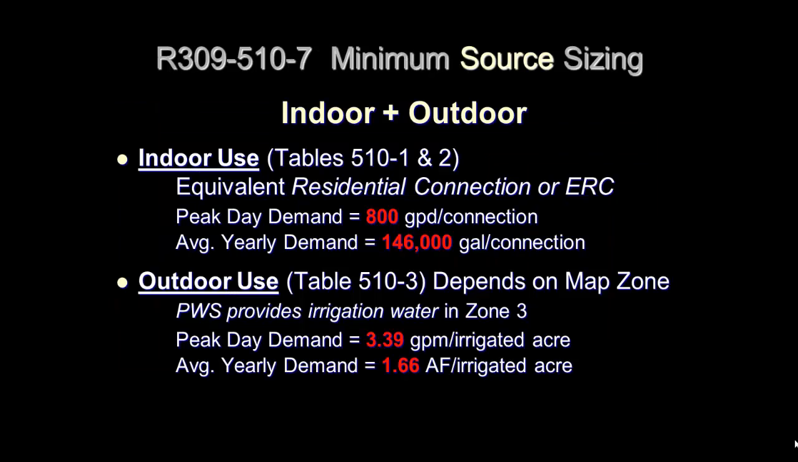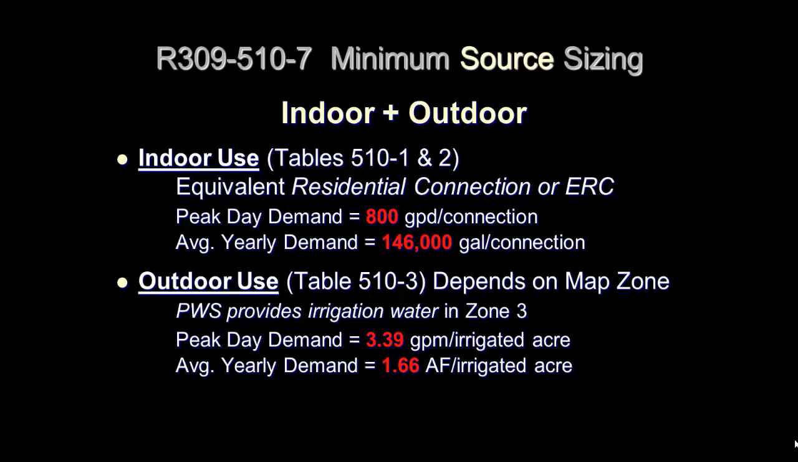Drinking Water Rule R309-510-7 provides the requirements for minimum source sizing. This includes indoor and outdoor demands. Tables 510-1 and 2 provide the indoor use values for equivalent residential connections, or ERCs. The minimum peak demand is 800 gallons per day per connection, or an average yearly demand of 146,000 gallons per connection. The outdoor demands are listed in Table 510-3.